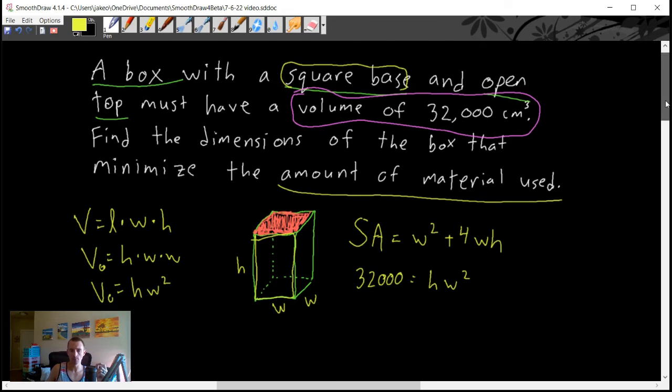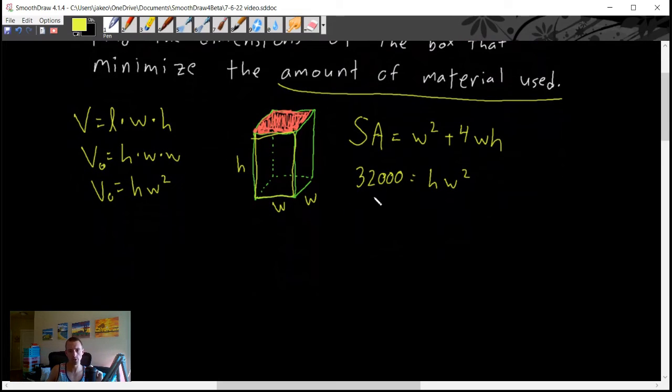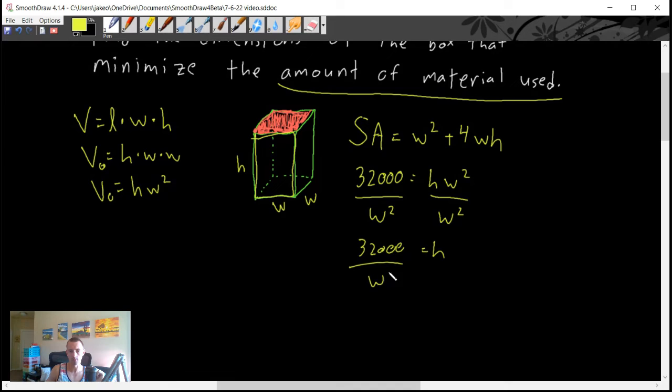So now what we can do is use our restriction equation and solve for one of the variables. Doesn't really matter which one you pick. Let's just go ahead and solve for h. To solve our restriction equation for h, we would just have to divide both sides by w squared. And that would give us h equals 32,000 over w squared.